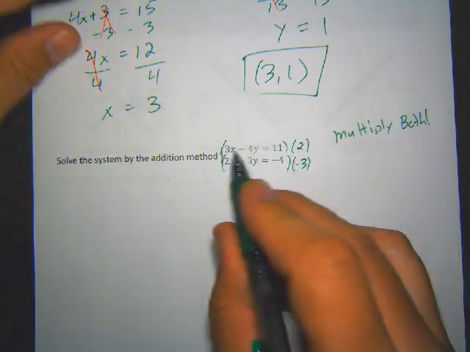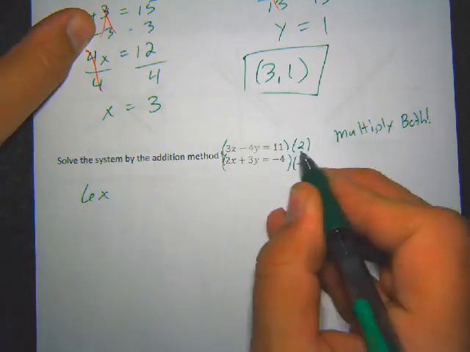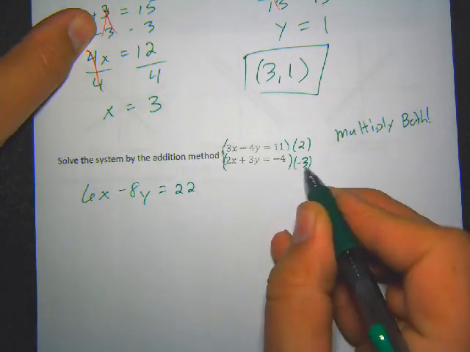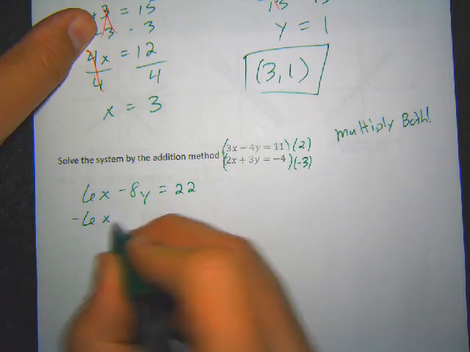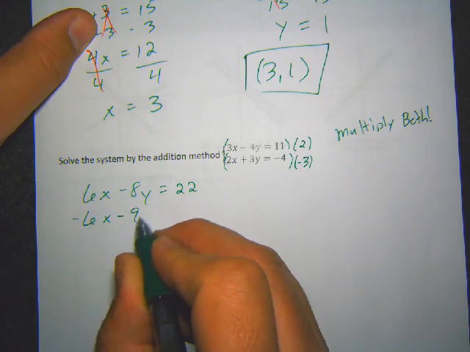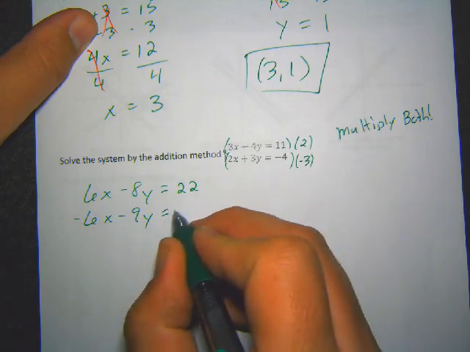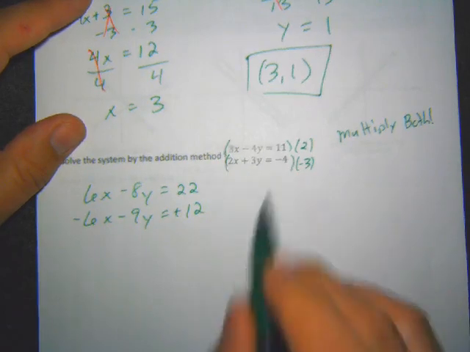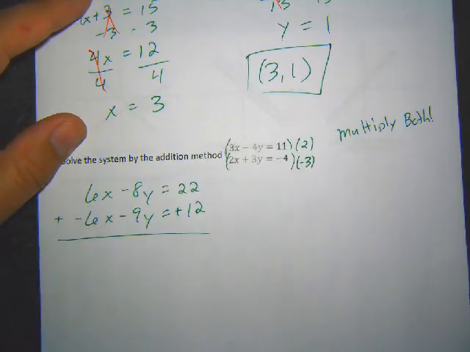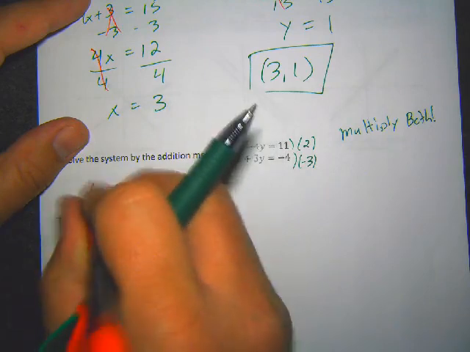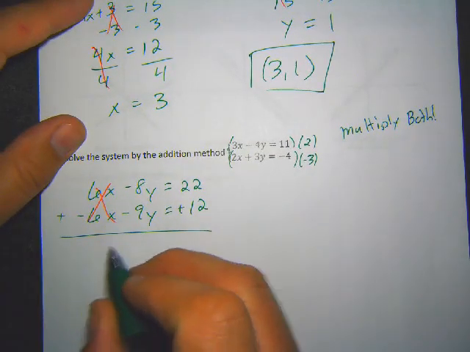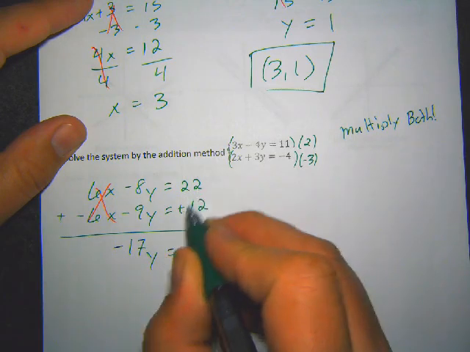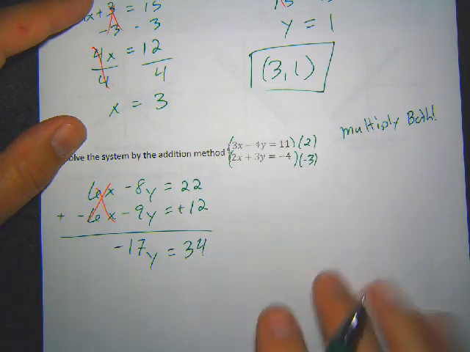So I'm going to do the top row. 3 times 2 is 6x, 2 times -4 is -8y, and 2 times 11 gives me 22. Bottom: -3 times 2 is -6x, -3 times 3 is -9y, -3 times -4 is +12. So I multiply everything through, watching the negatives, and got those expressions. Now we can go ahead and add things up. 6 plus -6, those cancel, that was the point, right? We want the x's to cancel. -8 plus -9 is -17y. 22 plus 12 is 34.